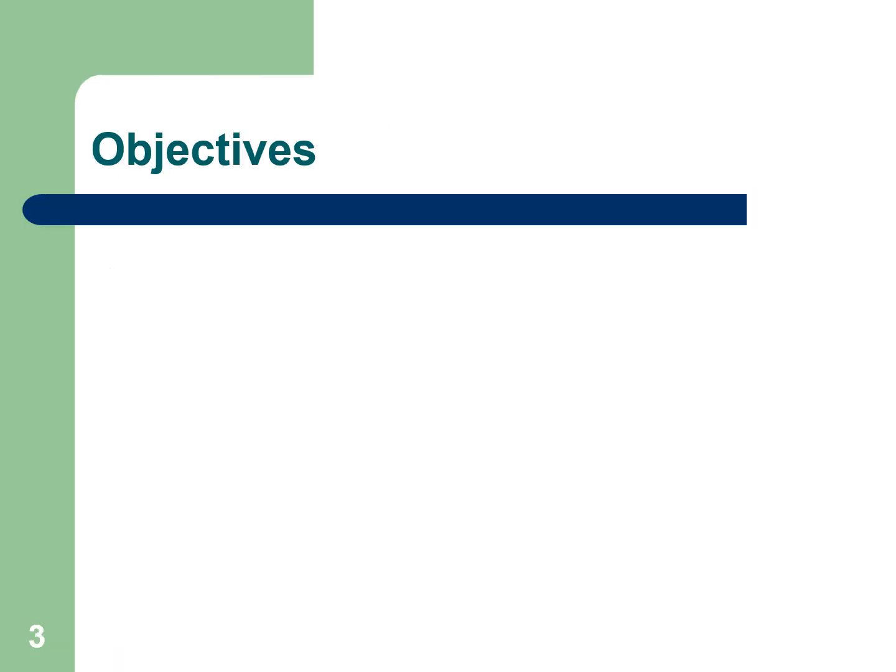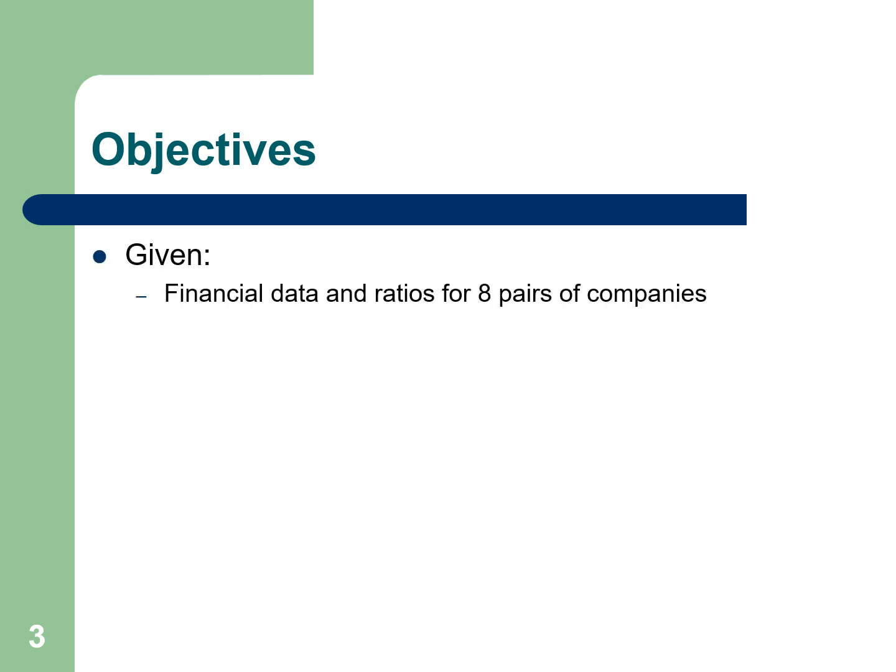Our objective for this case study is straightforward but impactful. You'll be given financial data and ratios for 8 pairs of companies, and your job is to use ratio analysis to compare and contrast a single pair of these mystery companies with a single specific industry group.